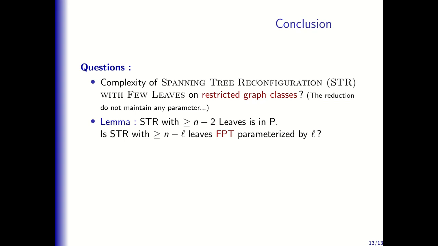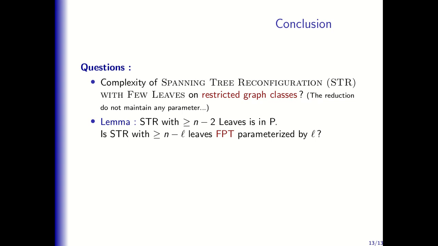The second thing is that in the proof for spanning tree reconfiguration with many leaves, we actually show that the behavior is completely different when we have many leaves rather than few leaves, because with n-2 leaves the problem is polynomial, while for at most 2 leaves it is Hamiltonian path reconfiguration, which is open. We strongly believe that this n-2 can actually be adapted into n-L for any possible L which is a constant.